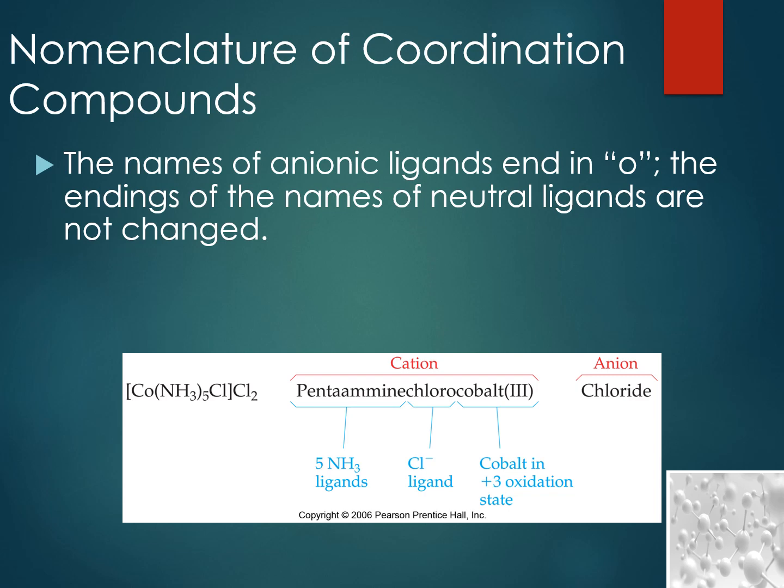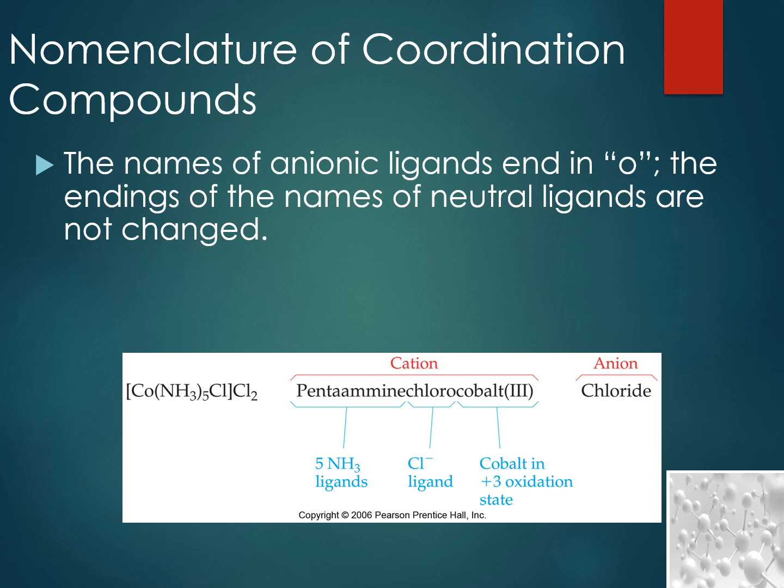Then the ligands ending with IDO are acido, iodido, cyanido, bromido. The ligands ending with ITO are nitrito, sulfito. Then the ligands ending with ATO are carbonato, sulfato, nitrato. Neutral ligands have no special ending. Generally their names are retained: ammine, aqua, carbonyl, and so on.